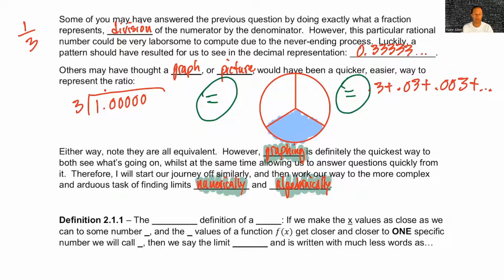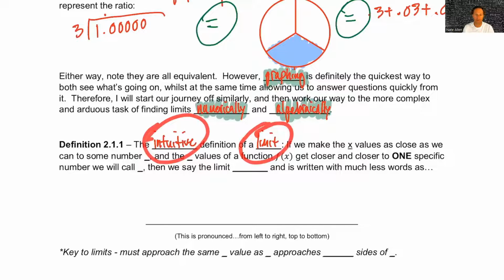So let's get to our first definition from chapter 2, section 1, the intuitive definition of a limit. Intuitive meaning that we should be able to kind of understand it based off of what I just went over with you on the GeoGebra slides. If we make the x value as close as we can to some number we're going to call a, and the y values of our function, any function, f of x, get closer and closer to one specific number, we're just going to call capital L, because that's what the limit is equal to.